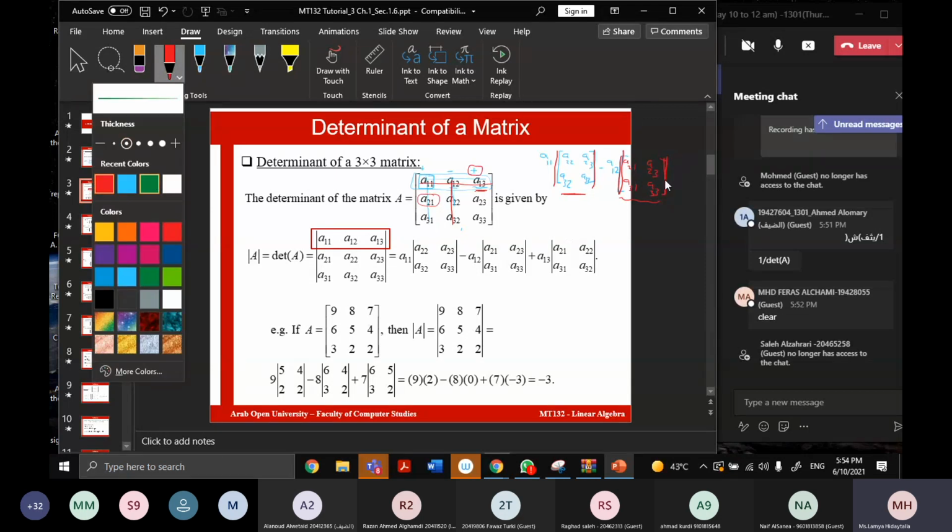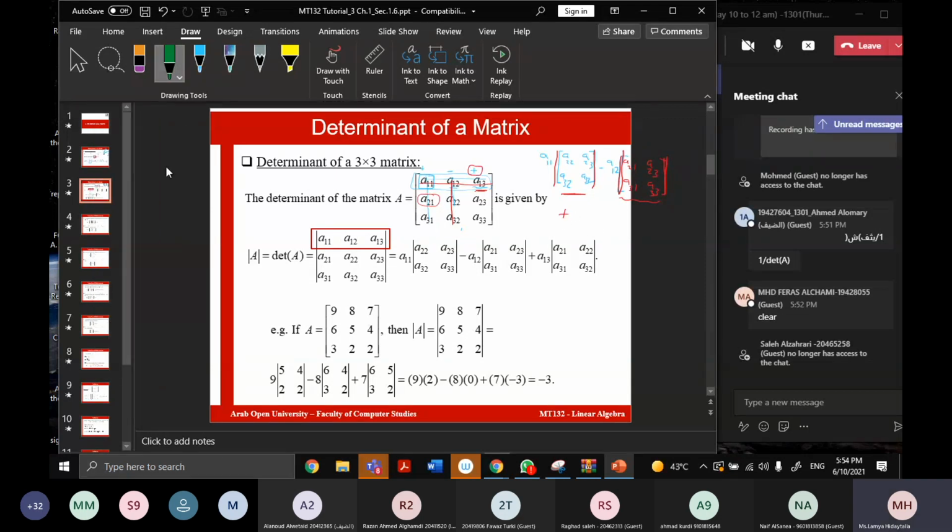So for the plus, A13 times its determinant. What is the determinant for A13? We do this. So it is A21, A22, and then A31, and then A32. So I'm done. You calculate this and then multiply it times that. Calculate this and multiply it by this. Calculate this and then do the operation. Here is minus, so the number that comes here minus this one, then plus this part. So you'll get the determinant of the matrix.